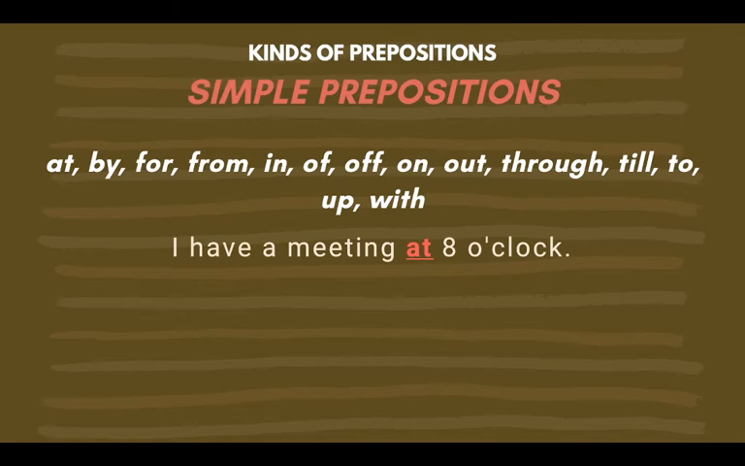I have a meeting at 8 o'clock. To denote the time, this at preposition is used. The dog is in the kennel. If we pose the question, where is the dog? That means where is the location, where is the position of the dog? The dog is in the kennel. In denotes the place.